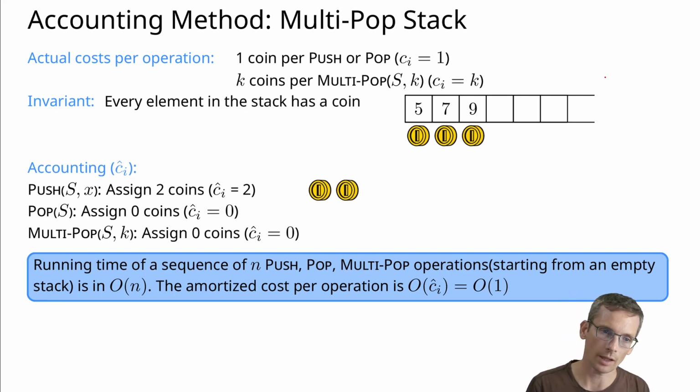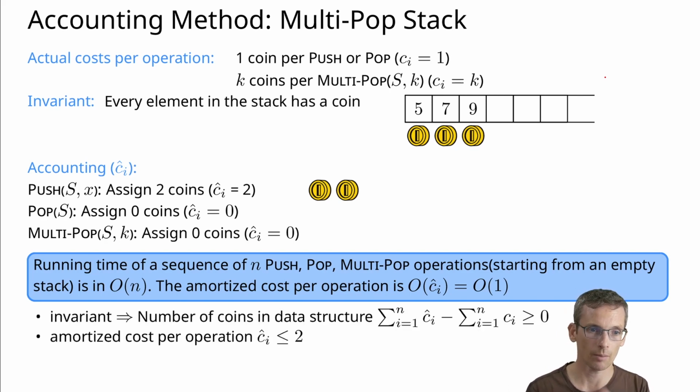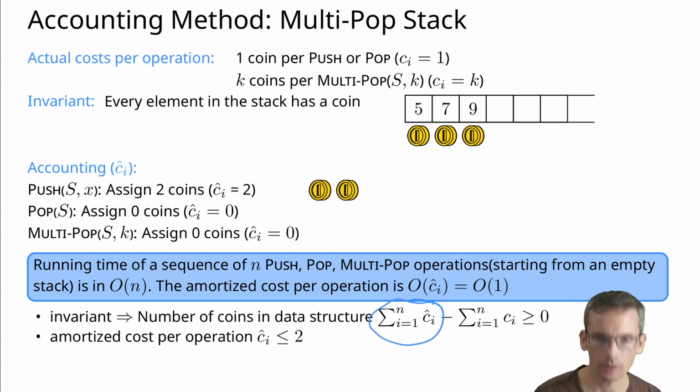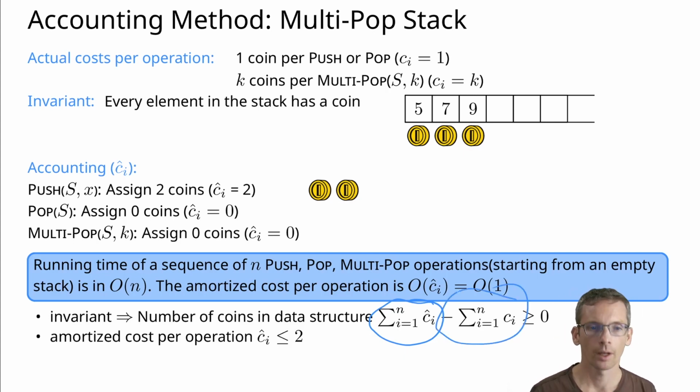More specifically, the amortized cost of each operation is constant. And why can we conclude that? Because of the invariant, we know that the number of coins that we invest is sufficient to pay for all the actual costs. So stated differently, the sum of amortized costs is larger than or equal to the sum of actual costs. That we get from the invariant.